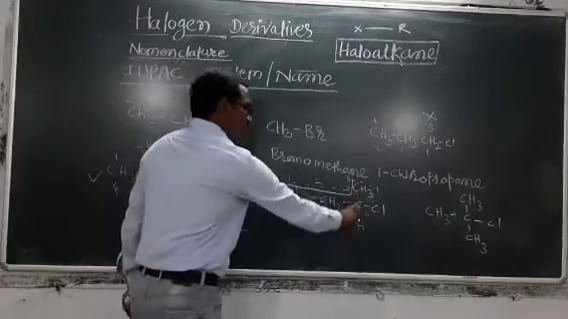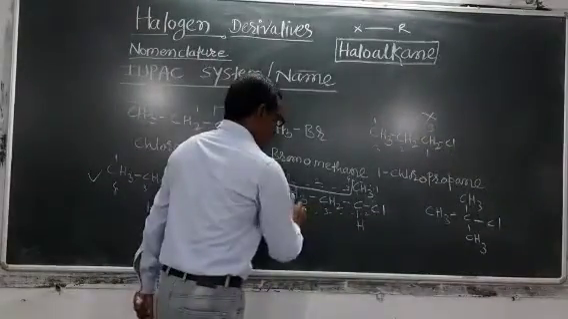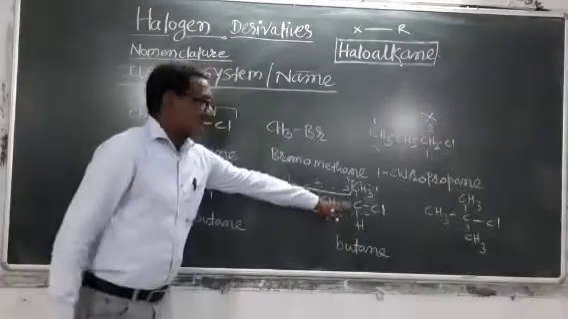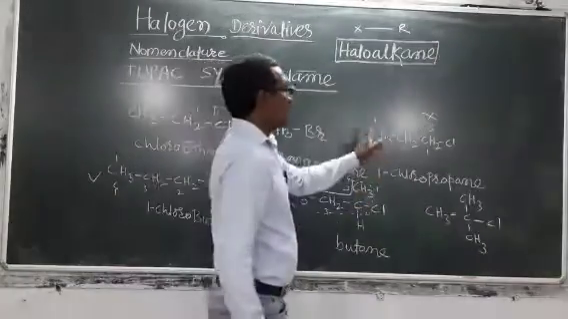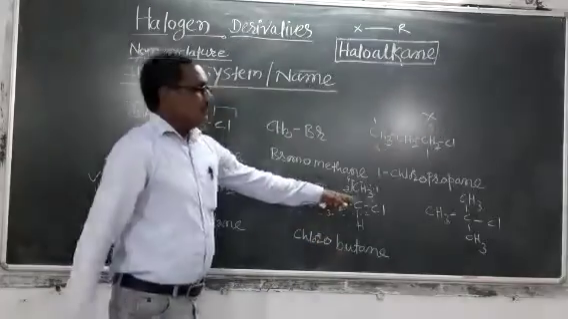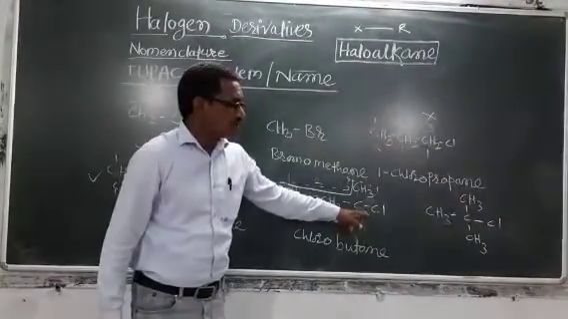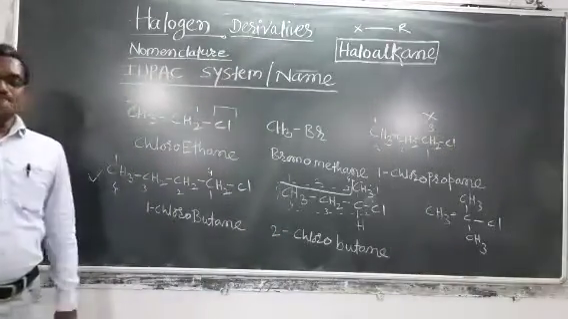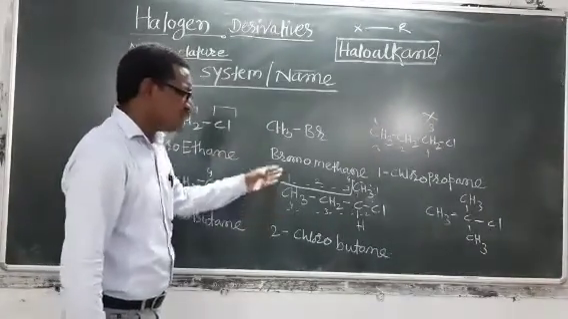Now, what will be the name? How many carbon atoms are here? In the parent chain, there are 4, means we may write the name of the alkane, butane. Then add the substituent as halo, chloro. Then we have to write the position of this chloro, what is the position? Second position, means here we will write 2-chlorobutane.